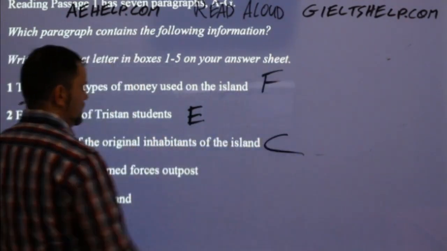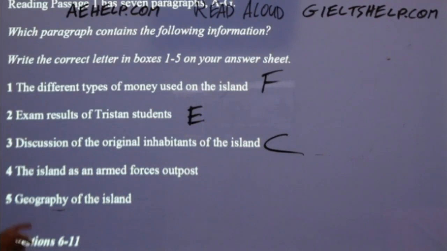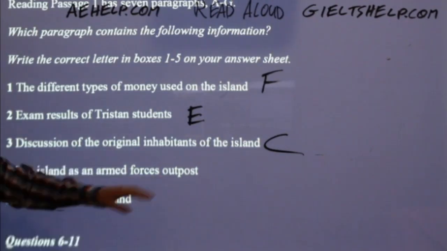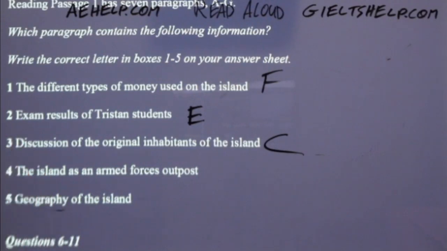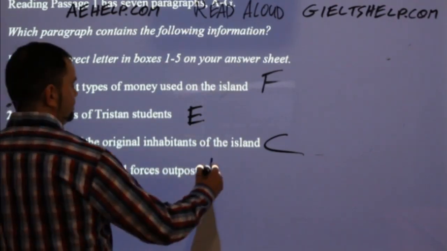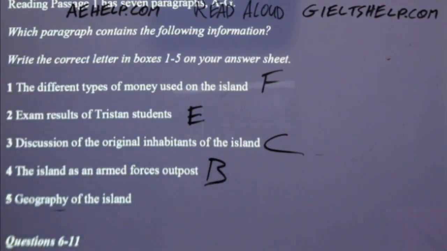Careful, FEC. Okay, the island as an armed forces outpost. That one should be really easy because I drew a picture for you. So number 4, the island as an armed forces outpost. Which paragraph was that? That should be an easy one. That's right, Hassan. That's right, Roshni. Yeah, when the British were looking for the U-boats, right? So that's going to be paragraph B. Yeah, they took it from the Portuguese and used it as a military outpost.